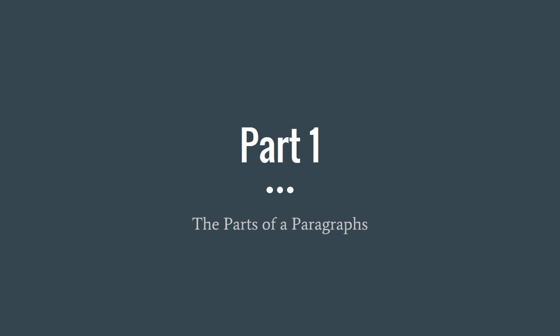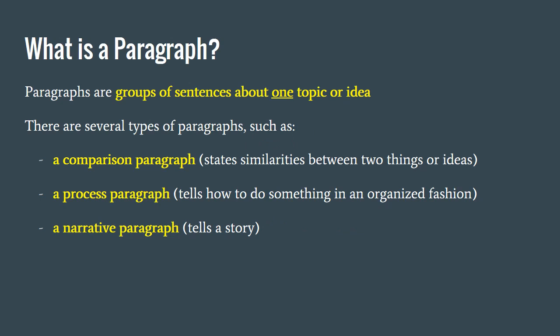Okay, so we're at part 1, and we are going to talk about the parts of the paragraph. So the basic question we have is, what is a paragraph? Paragraphs are groups of sentences about one topic or idea. There are several types of paragraphs, such as a comparison paragraph, which you can guess. You would compare two different things, but you're not going to say the differences here. That would be a contrast paragraph.